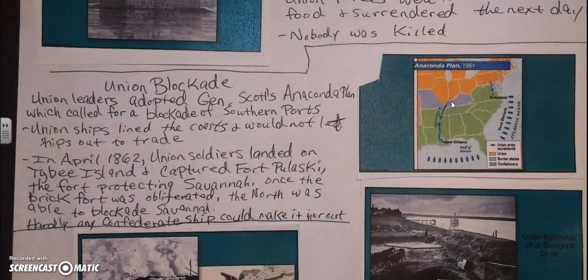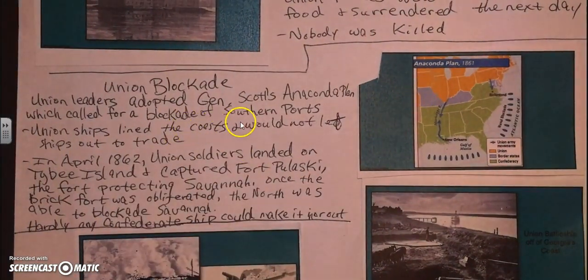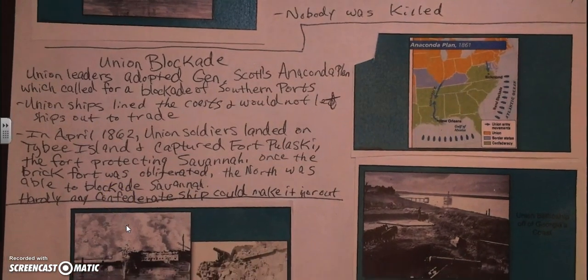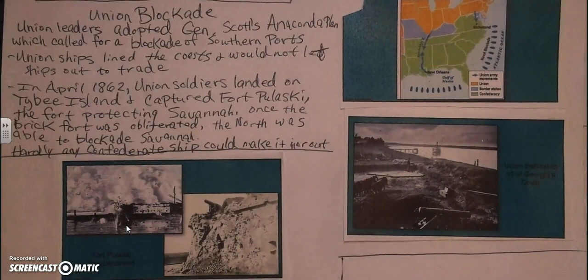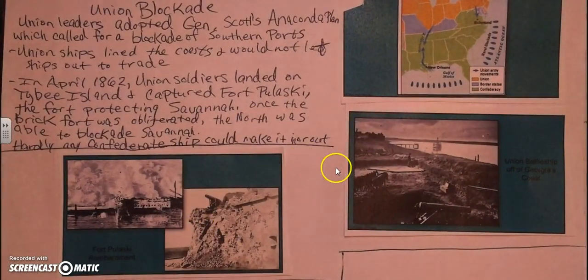Okay, so Union leaders blocked Southern ports. Union ships lined the coasts and would not let ships out to trade. In April 1862, Union soldiers landed at Tybee Island and captured Fort Pulaski, the fort that protected Savannah. Once the brick fort was obliterated, the North was able to blockade Savannah. After this time, hardly any Confederate ships could make it in or out. And here are some pictures of the Union blockade.